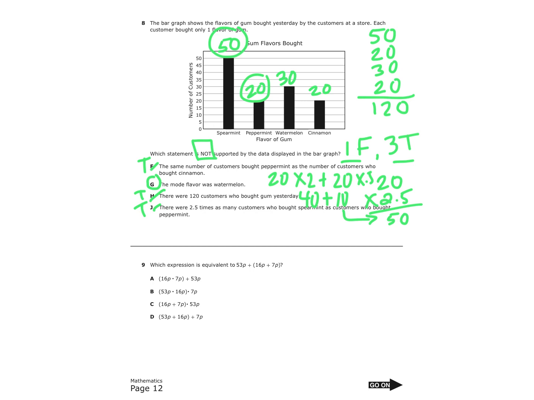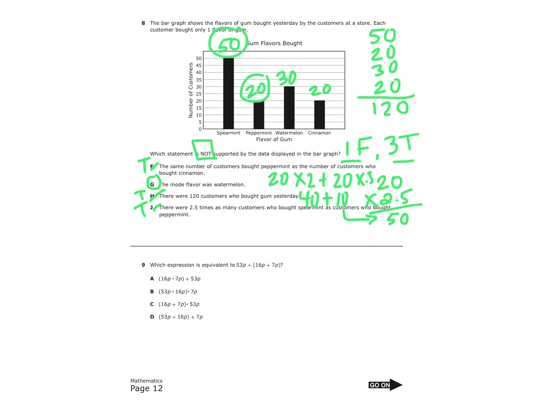The mode flavor was watermelon. That is a false statement. It is not supported by the data displayed in the bar graph. Be very careful when you're reading these on the test because you're looking for what is not supported. You're looking for a false statement. Okay, that was for number 8.